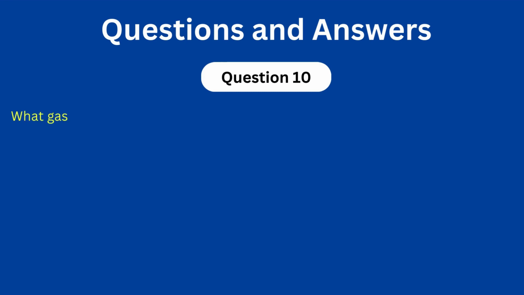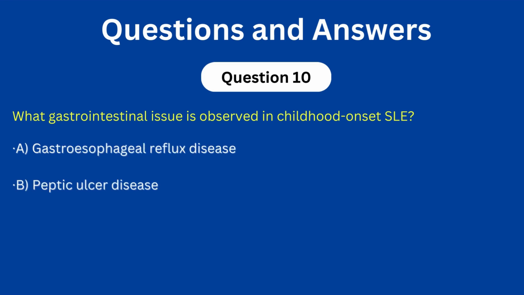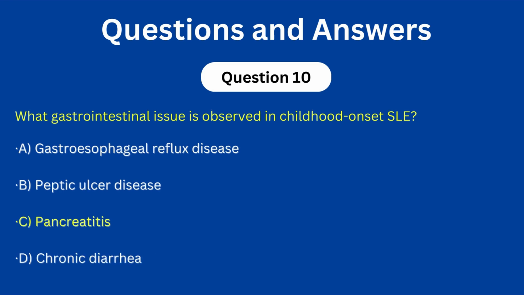Question 10. What gastrointestinal issue is observed in childhood systemic lupus? A. Gastroesophageal reflux disease. B. Peptic ulcer disease. C. Pancreatitis. D. Chronic diarrhea. The correct answer is C. Pancreatitis, or inflammation of the pancreas, can occur in systemic lupus and usually presents with abdominal pain, nausea, and vomiting. It is a serious complication and can have increased morbidity.